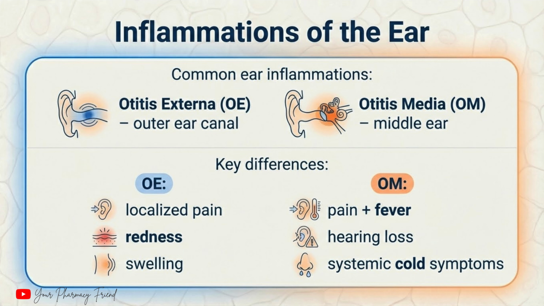It is extremely important to differentiate between these two conditions because their location, symptoms, and management differ significantly. Otitis externa involves inflammation of the external ear canal, whereas otitis media involves inflammation of the middle ear. Clinical presentation will guide you toward the correct diagnosis.